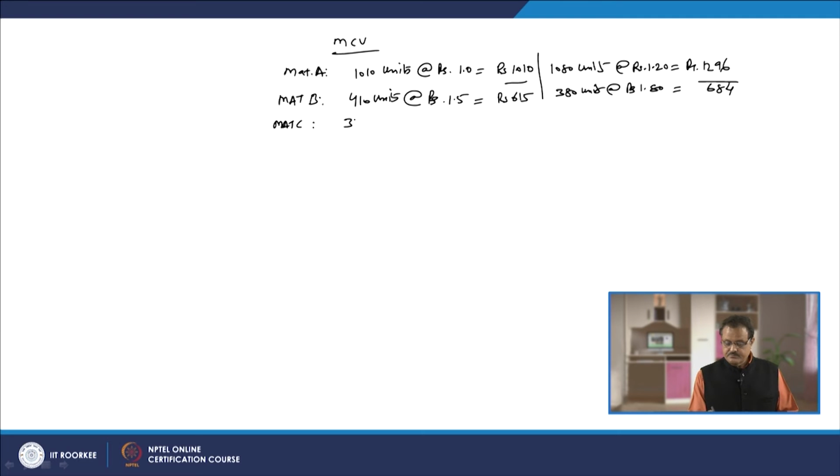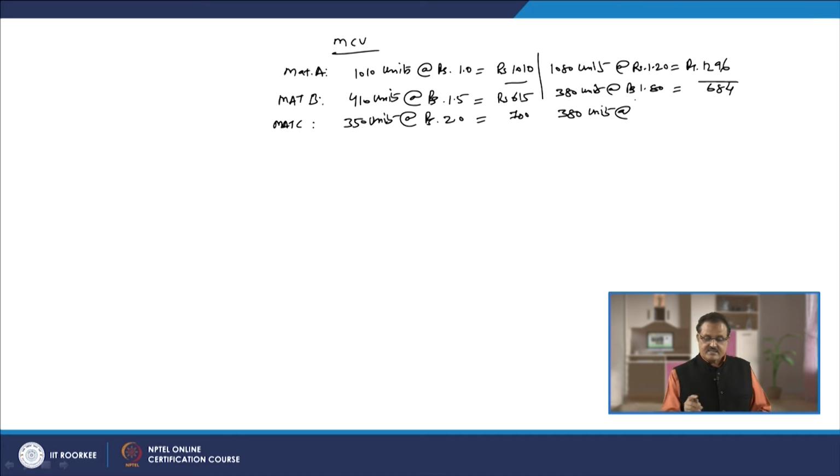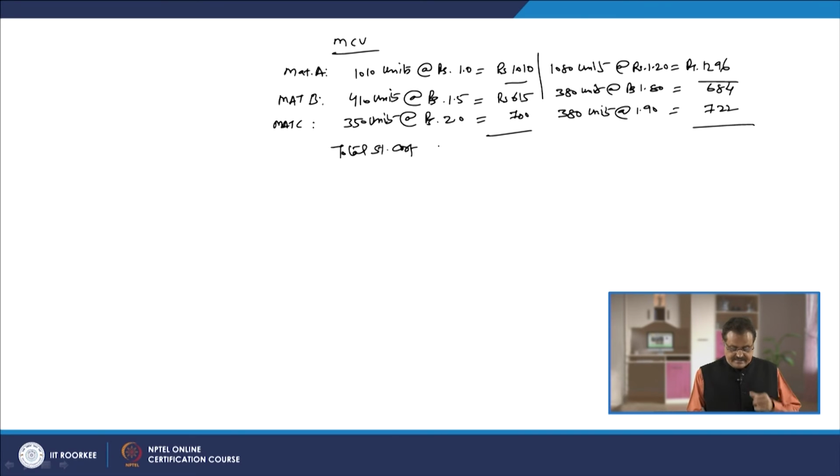In case of material C, the standard is 350 units at the rate of rupees 2, and the cost is 700. The actual is 380 units at the rate of 1.90, which is 722. Now you total it up. The total standard cost is rupees 2325, and what is the total actual cost?